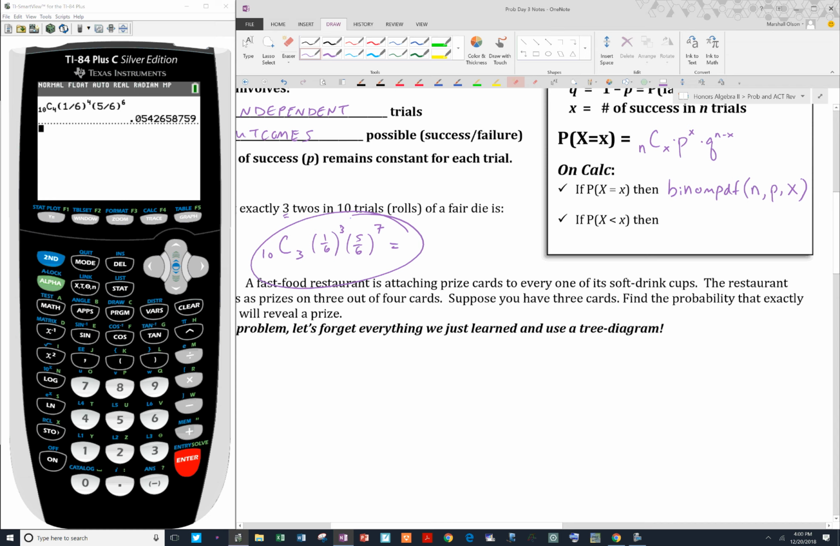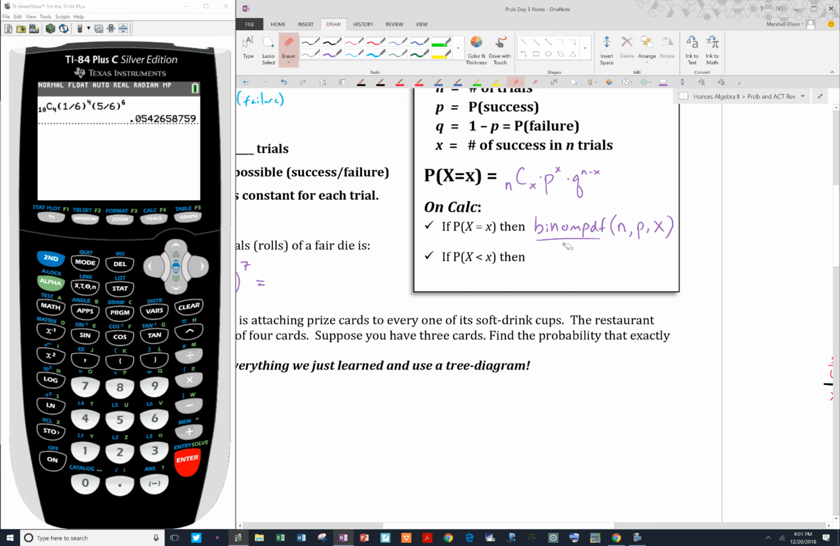And I think for these types of problems, that's a legitimate way to go. It's almost as fast to do that as what I'm about to show you. Here's how you get to the binomial PDF. You might want to write this down. You get this from the distribution menu.